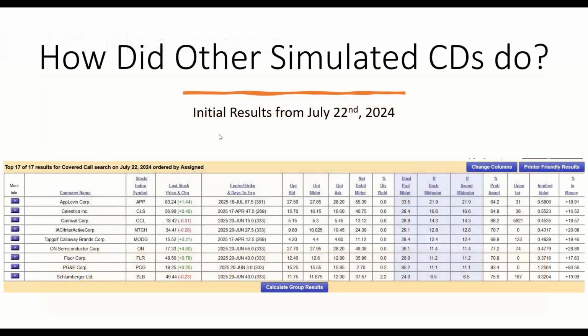We reviewed all that. Now, how did those other simulated CDs do? There was a total of about 12, I think. 17. There it is, 17 results. This was the criteria from July 22nd, 2024, as I mentioned. There's the CCL position that came up on the historical search for simulated CDs. No changes, just the same simulated CDs, July 22nd, 2024.